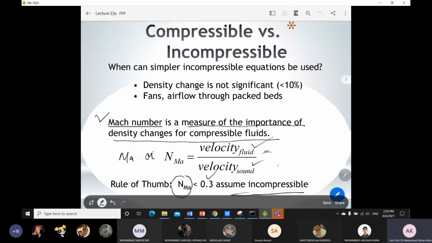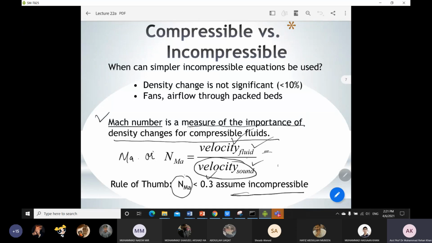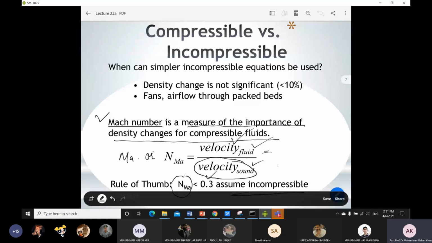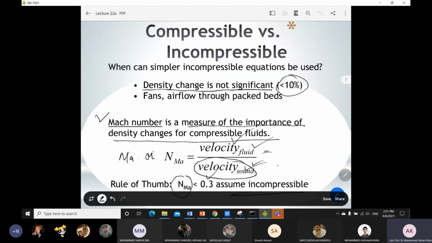Let us take one example. Say an aircraft is flying at some altitude, and its velocity is, for example, 350 meters per second. Here the local velocity is known to us, and now we have to calculate the velocity of sound at that specific altitude. Because it is at altitude, the temperature is changing, and the temperature is lower at higher altitude. That's why we have to find the velocity of sound at that elevation and temperature. If we divide these two parameters, we get the Mach number, and then we can say whether our flow is incompressible or compressible. This is the main point where we can judge. Another important point is that if the density change is not significant, less than 10%, we can still assume it is incompressible flow.